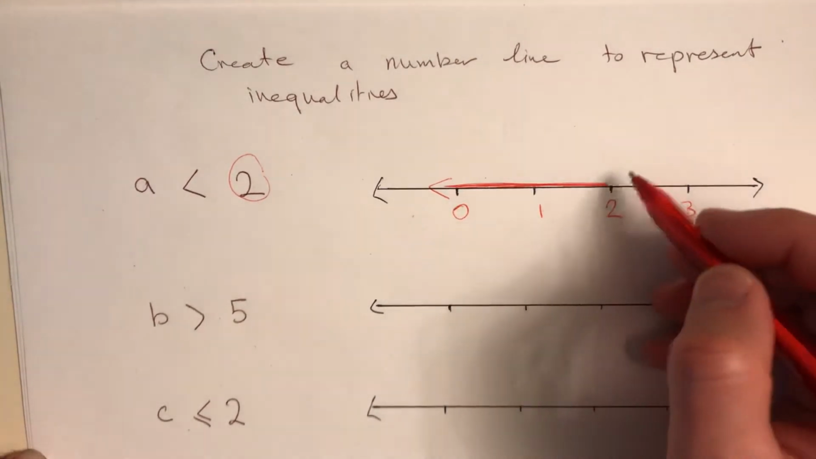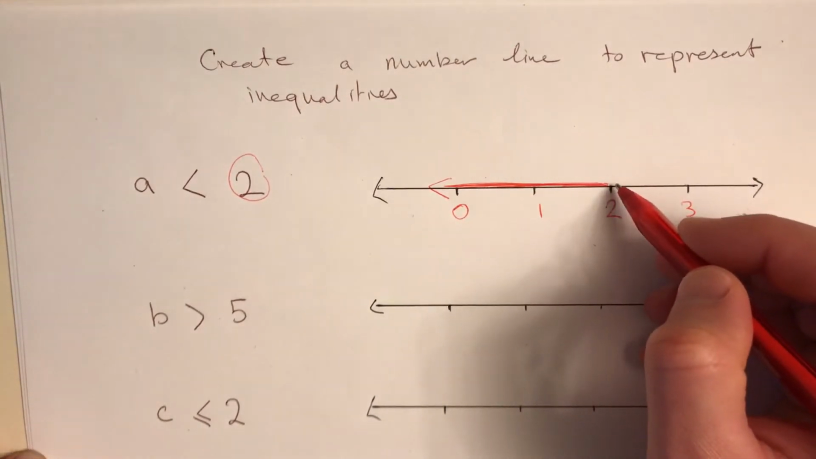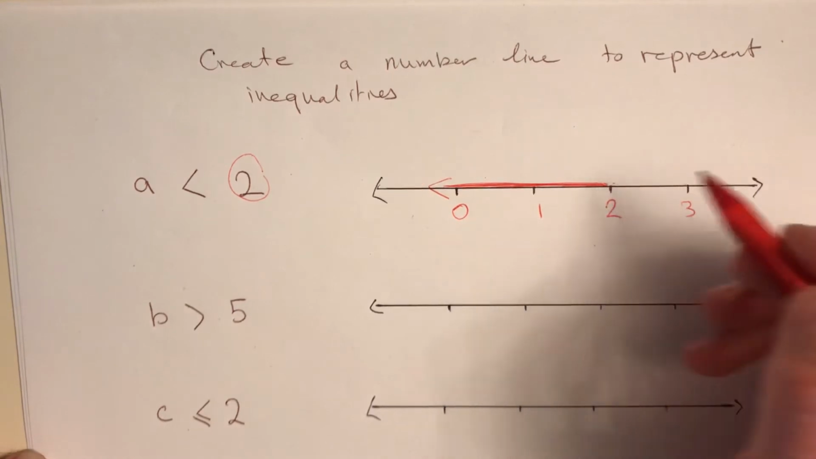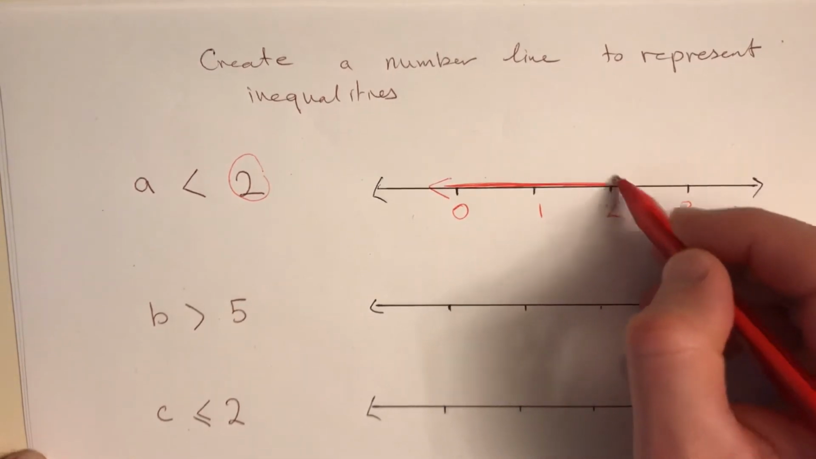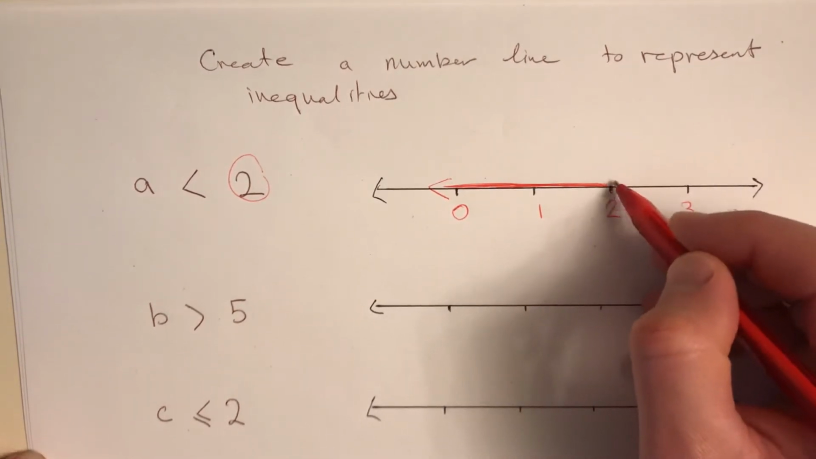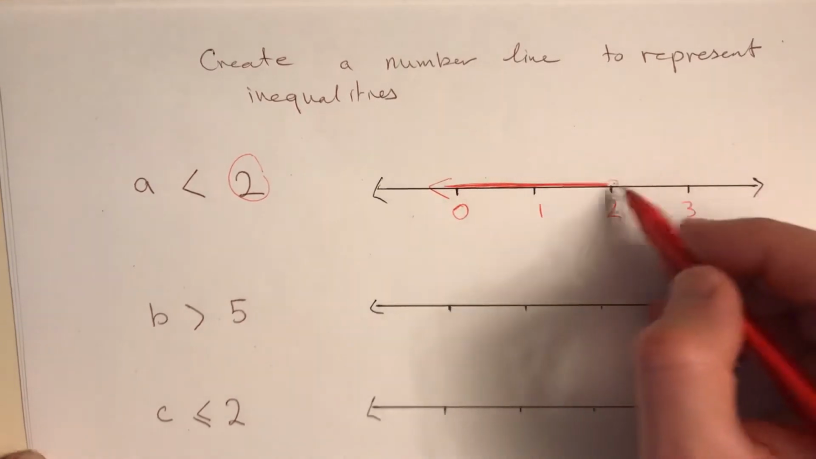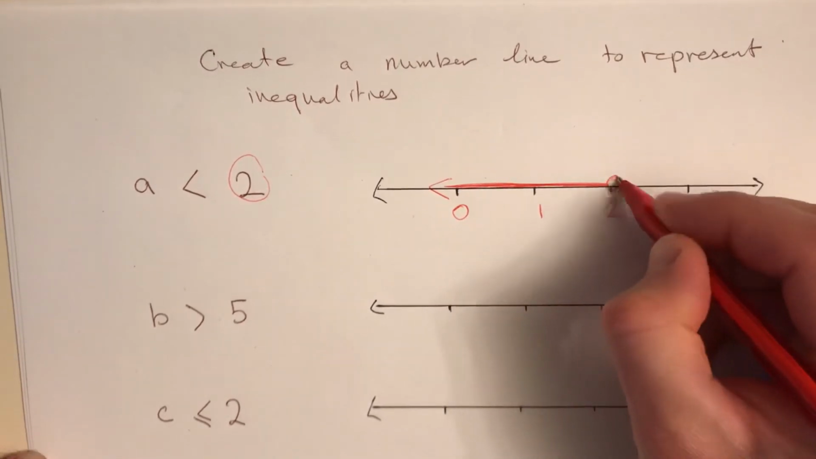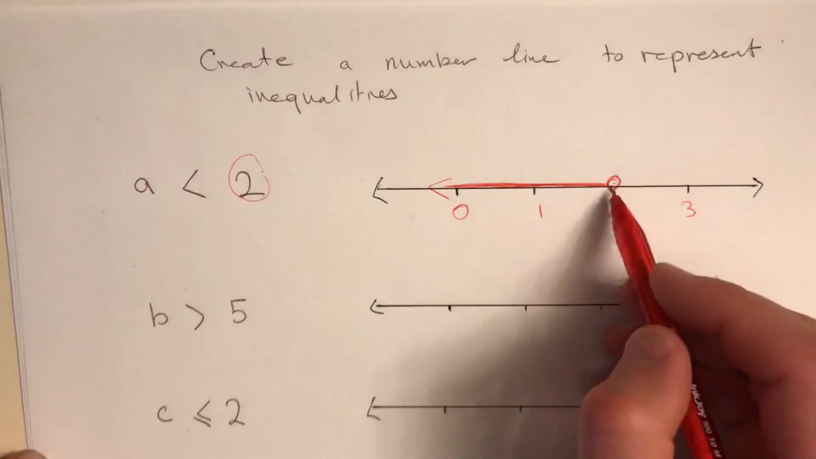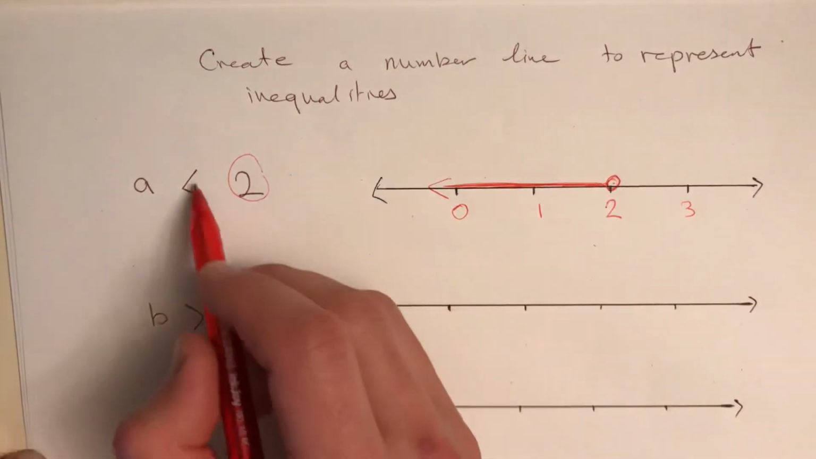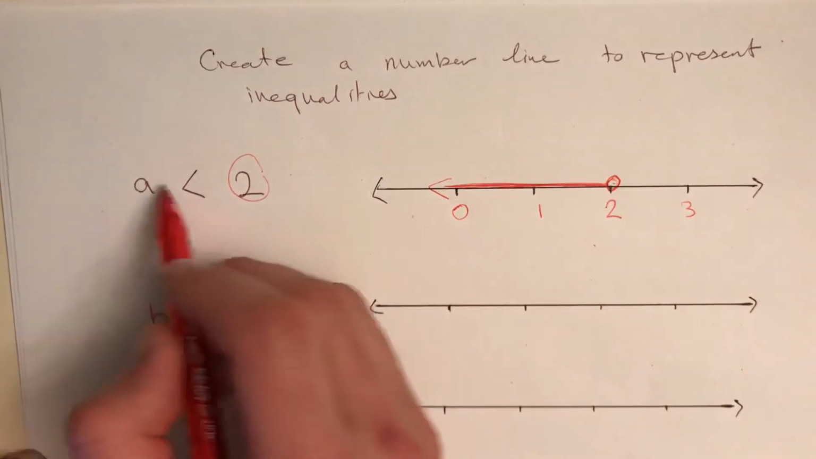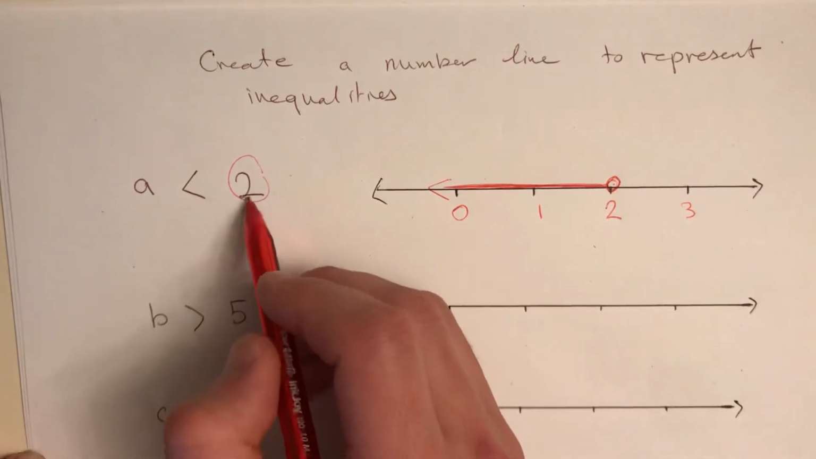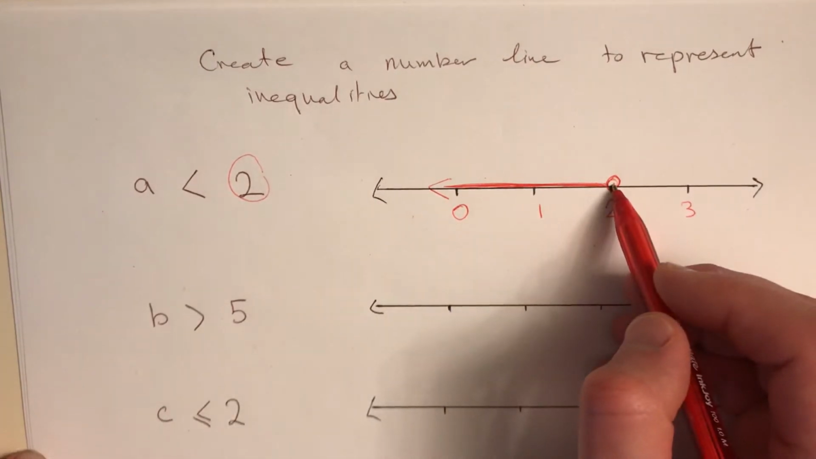The other thing you want to look at is 2. Would you include 2 in the solution? If 2 is included, you're going to draw a circle, and you're going to bold it. You're going to color it in, a small circle. So I'm going to draw my circle first. Am I going to color it in, yes or no? It's going to depend. If you have 2, is 2 less than 2? No, it isn't. So I'm going to leave it blank.